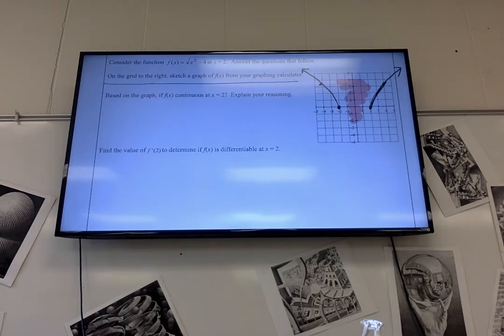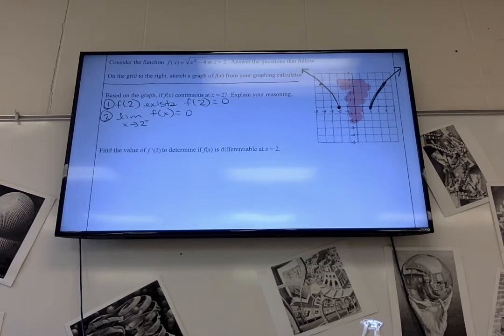So, remember we have 3 steps to figure out if something is continuous. One is that f of 2 exists. F of 2 is equal to 0. Yeah, so it works. Two, the limits have to be equal. Limit as x approaches 2 from the left of f of x is 0.